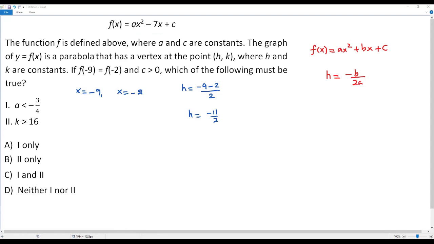Okay, now let's do the same thing for this quadratic function to get the x coordinate of the vertex, that is h equals, we have to take a negative sign. Now we have to take the coefficient of x, that is 7, divided by 2 times the coefficient of x squared, that is a. Then we get h equals 7 over 2a. Okay, here I got the x coordinate of the vertex. Already we have the x coordinate of the vertex, so we can equate them.